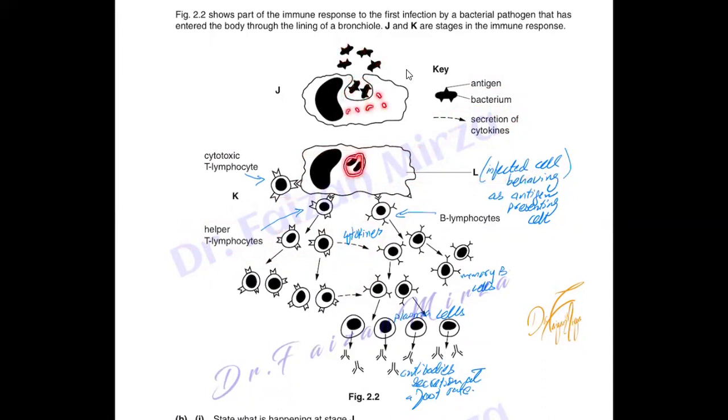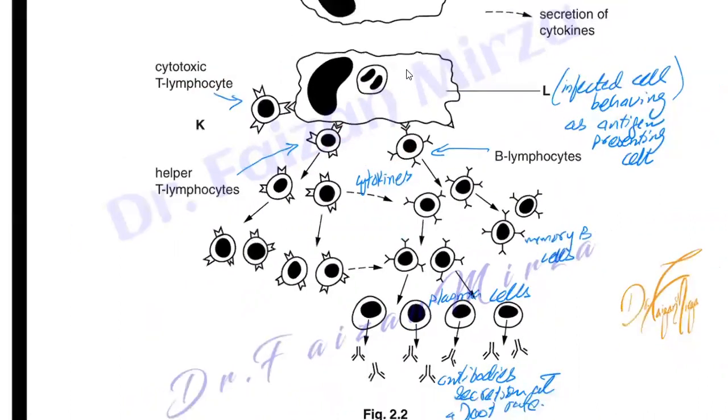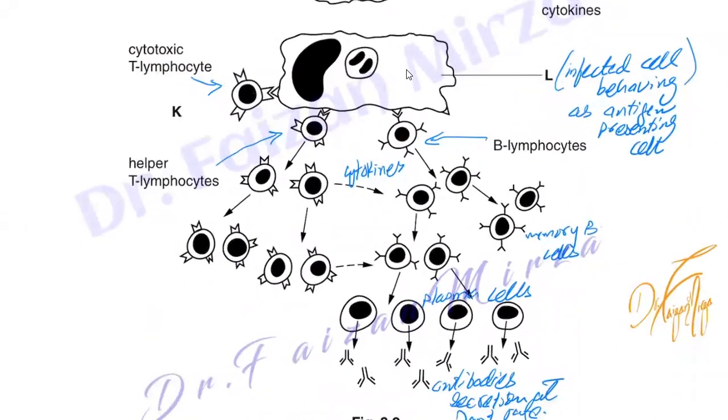The cell ended up digesting a few of these pathogens, and it displayed the antigens of that pathogen, the bacteria, on its own membrane. Basically, this infected cell is behaving as an antigen presenting cell. Now, when the antigen presenting cell is there and the antigens are there, the antigens can interact with three major cells of your immune system, the three types of lymphocytes here. In fact, two types, and the third is a subtype of a T lymphocyte.